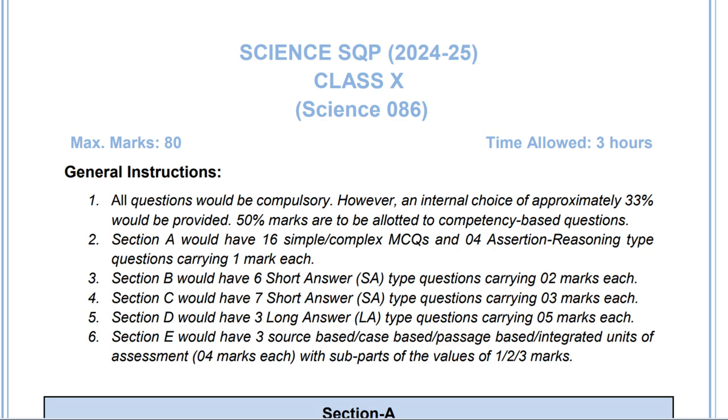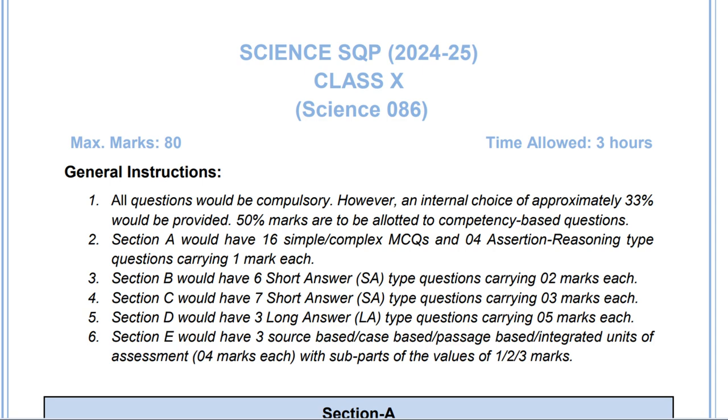Section B would have 6 short answer type questions carrying 2 marks each. Section C would have 7 short answer type questions carrying 3 marks each. Section D would have 3 long answer type questions carrying 5 marks each. Section E would have 3 source-based, case-based, passage-based integrated units of assessment, 4 marks each, with subparts of the values of 1 to 3 marks.